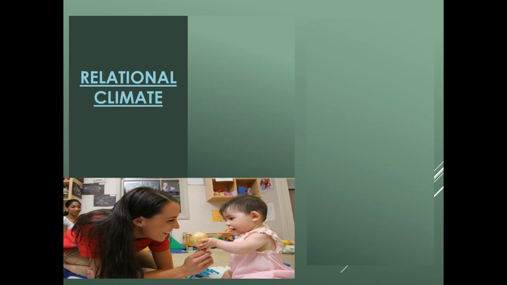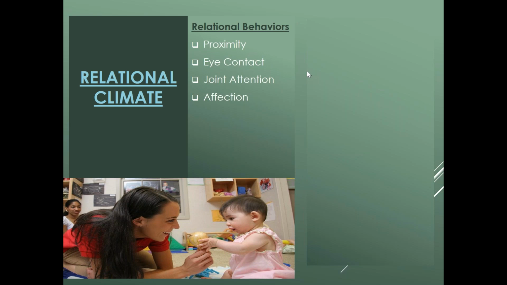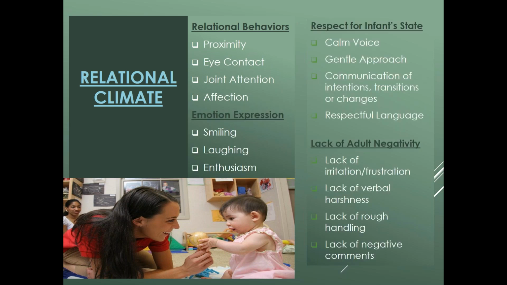Relational climate. Now we are going in depth on the 4 dimensions of the infant class domain. After each dimension, we will put a video example that will summarize everything we highlight about the specific dimension. The first dimension is relational climate, and it consists of 4 indicators: relational behaviors, emotion expression, respect for infant state, lack of adult negativity.